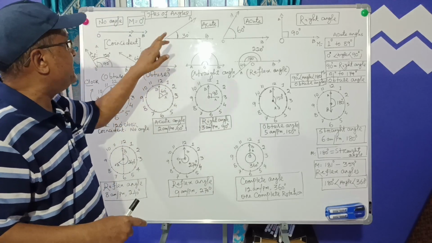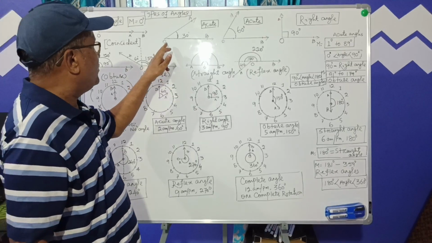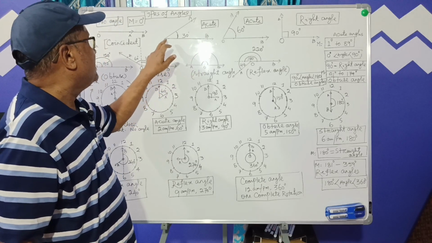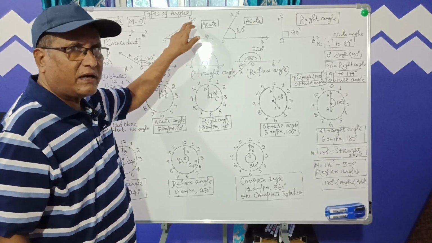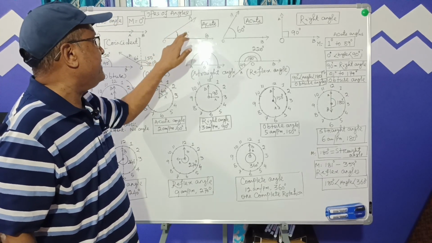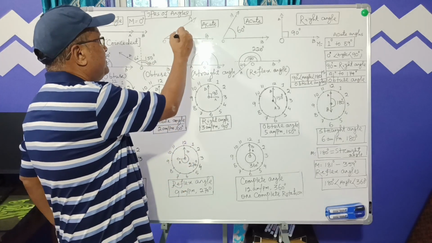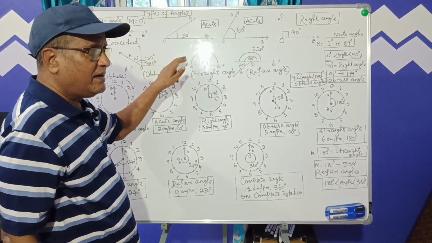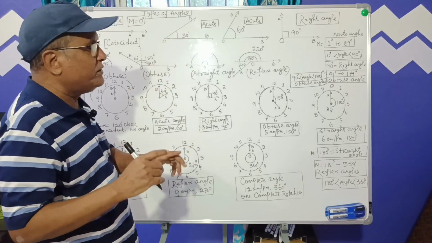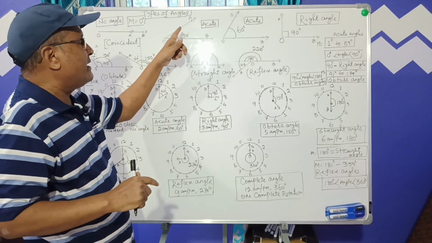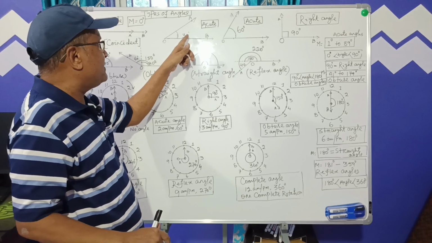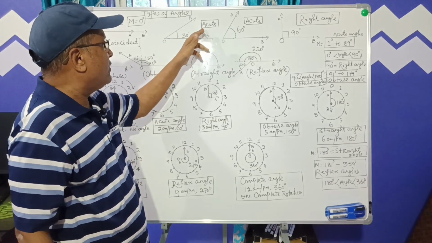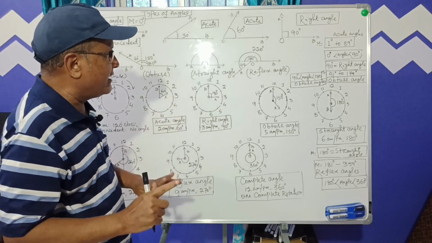Okay, now look at this figure. So OB is a ray or an arm. OA is another arm. OA is a ray. Now this space forms an angle. The space between the two arms is called an angle. Here the measure of the angle is 30 degree. And 30 degree we call it an acute angle.